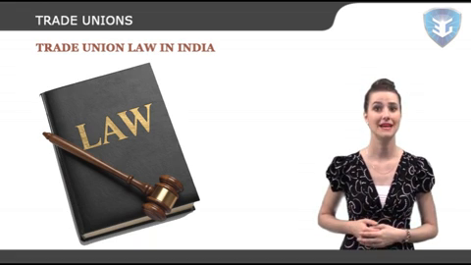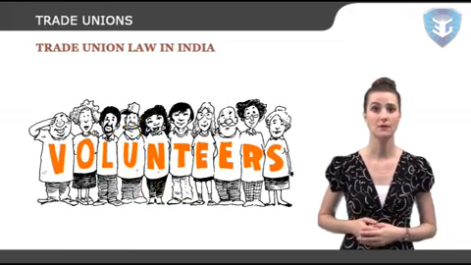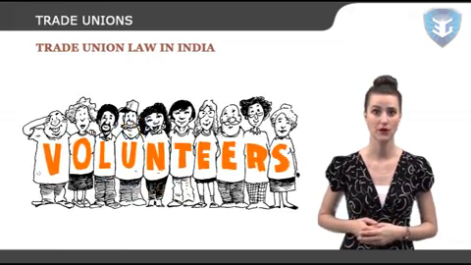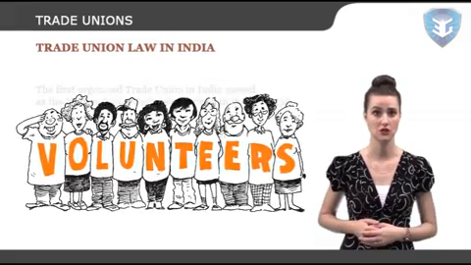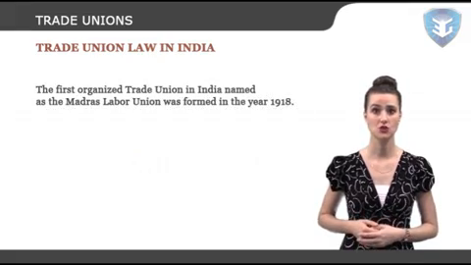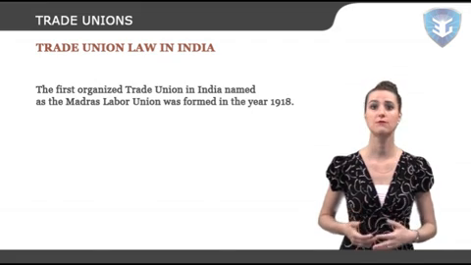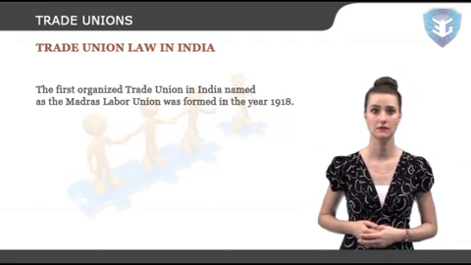Trade unions have made headway due to rapid industrial development. The workers come together to maintain and improve their bargaining power on wages and working conditions. The first organized trade union in India, named as Madras Labour Union, was formed in the year 1918.